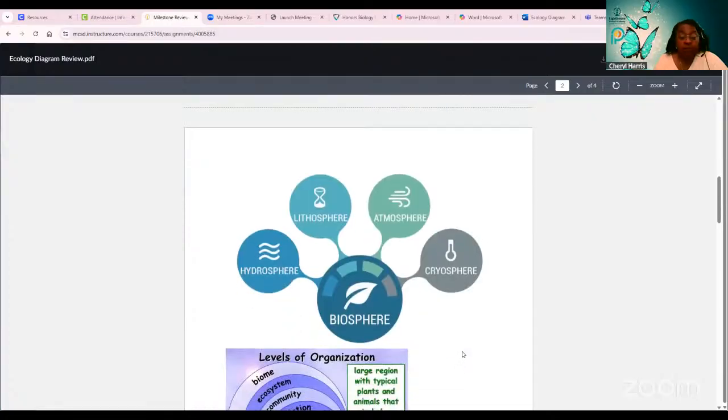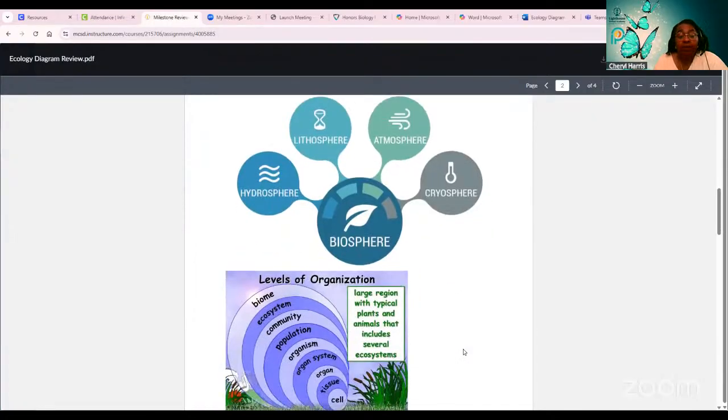Then today you're looking at ecology. So ecology, like I said, if we look at the organization of, and I should have put this picture on top of that one.